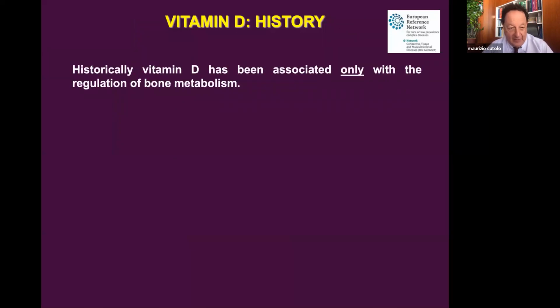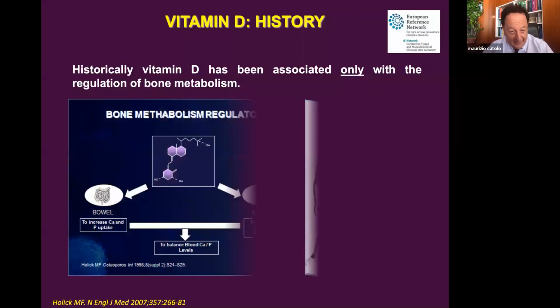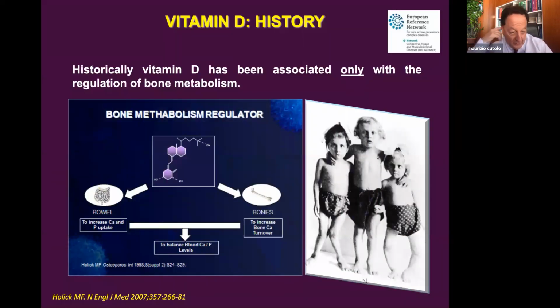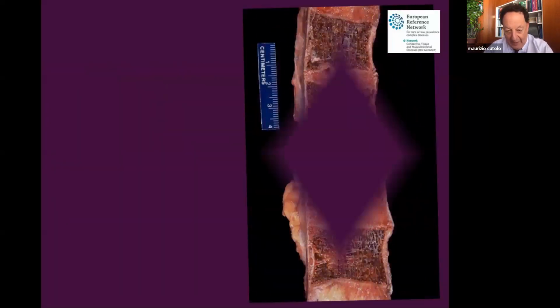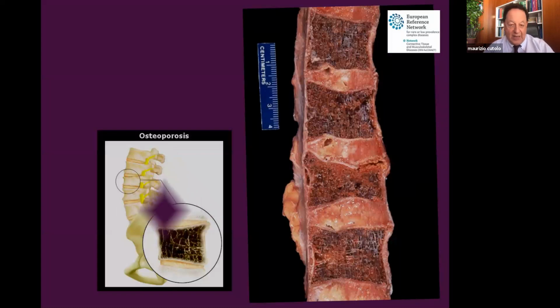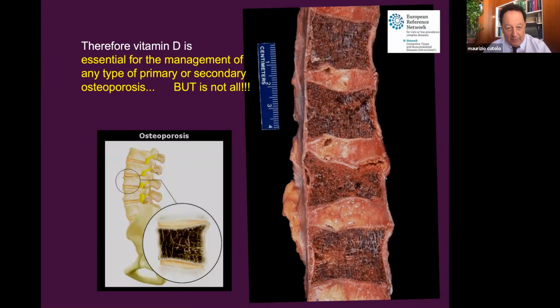The history of vitamin D includes, of course, an important concept related to bone regulation. We know very well how important the role of vitamin D has been from the beginning, involved in calcium uptake, balancing calcium and phosphorus, and increasing bone turnover. So this for sure is an important action of vitamin D. And it's well known that in both primary and secondary osteoporosis, the role of vitamin D is important together with calcium.